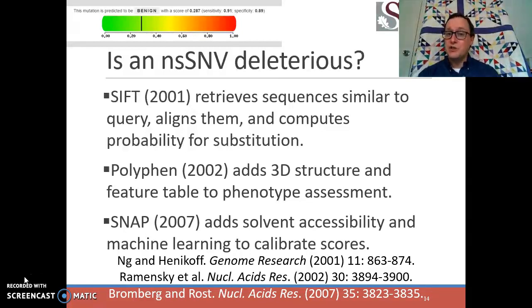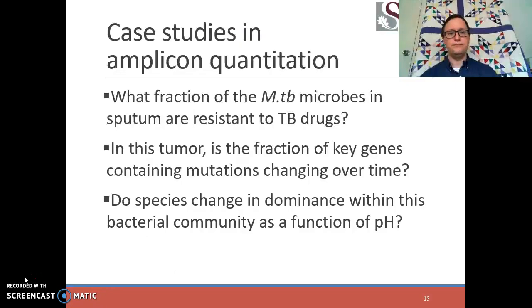And it also brought machine learning. Machine learning is now entering into all kinds of bioinformatics disciplines. And we see that in 2007, people were already using machine learning as a way to calibrate the scores that came out of SNAP in order to understand whether we had a benign mutation or one that was going to completely destroy the function of that gene.